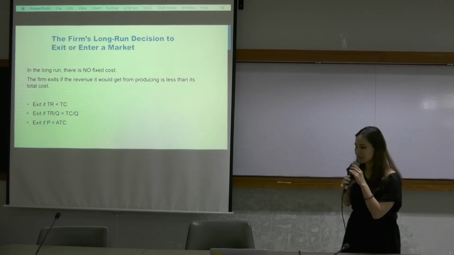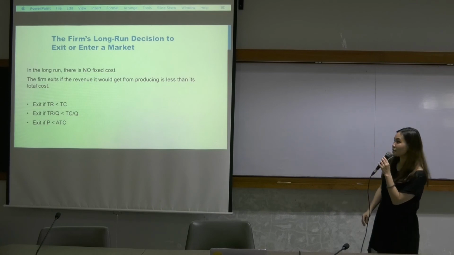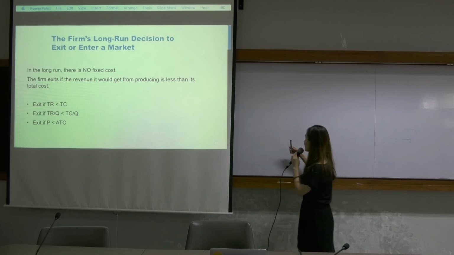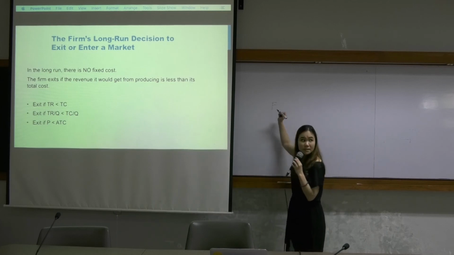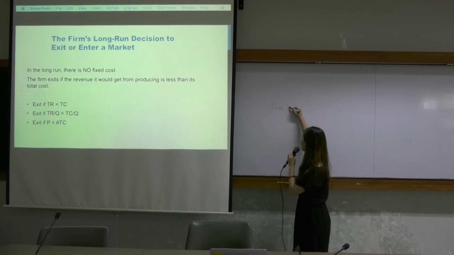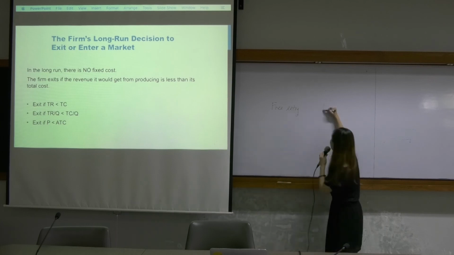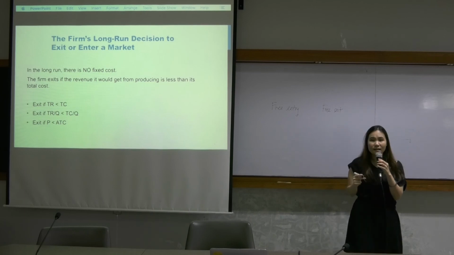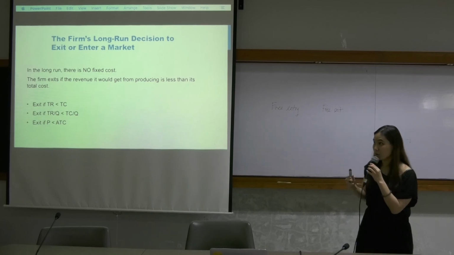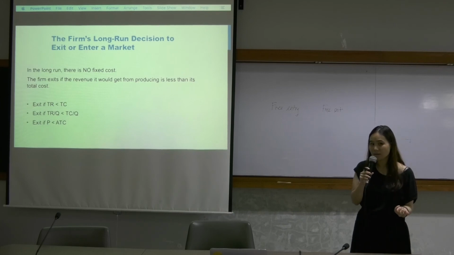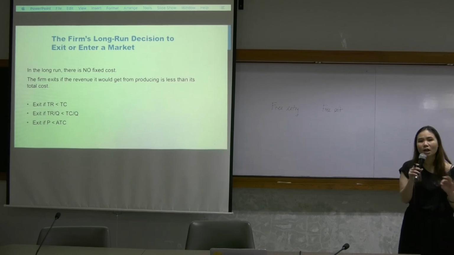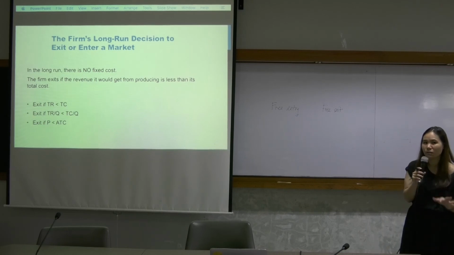Okay, so for the long run decision, let us revisit the free entry and free exit condition a little, okay? So we say that in a perfectly competitive market, we have free entry and free exit conditions, and they are very, very important to the market outcome in the long run. But it should be noted that the free entry, free exit condition is not true in the short run. Why is that?